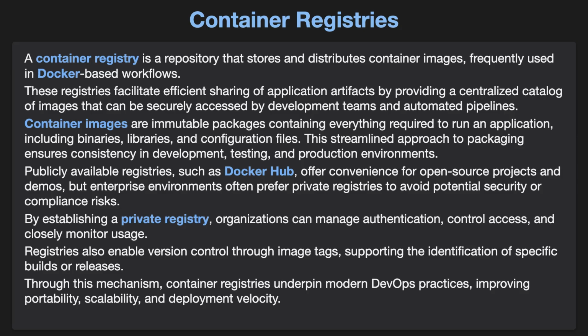Publicly available registries, such as Docker Hub, offer convenience for open-source projects and demos, but enterprise environments often prefer private registries to avoid potential security or compliance risks. By establishing a private registry, organizations can manage authentication, control access, and closely monitor usage. Registries also enable version control through image tags, supporting the identification of specific builds or releases. Through this mechanism, container registries underpin modern DevOps practices, improving portability, scalability, and deployment velocity.